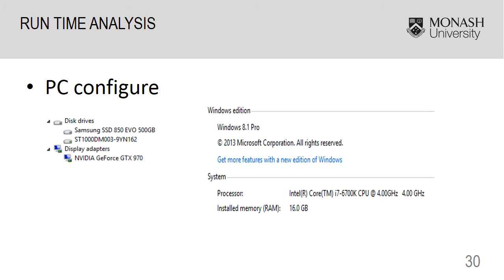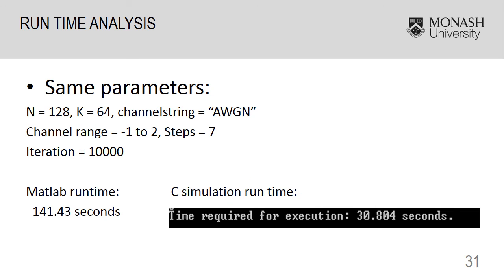Also, I've done a runtime analysis. All the simulations ran on my desktop at home. These are the configurations for my PC. For the same parameters, AWGN with n equals 128, k equals 64, the MATLAB code will run for 141.43 seconds, and the C simulation will only run for 30 seconds.